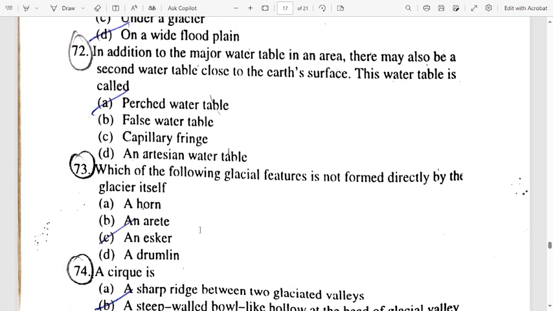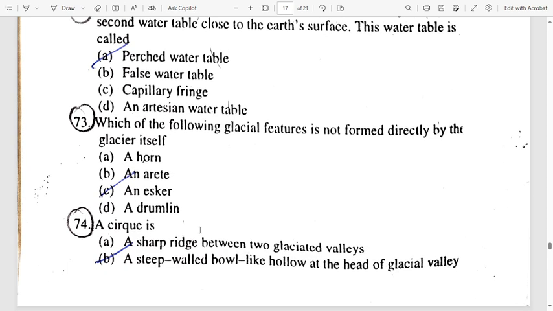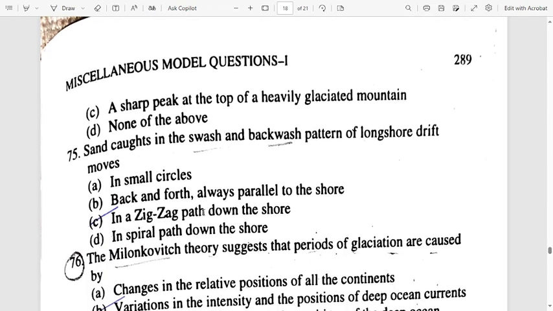Which of the following glacial features is not formed directly by a glacier itself? An esker. Glaciofluvial. A cirque is a steep walled bowl-like hollow at the head of the glacial valley. Sand moves in the swash and backwash pattern of longshore drift in a zigzag path down the shore.